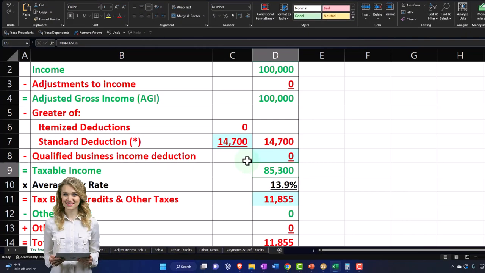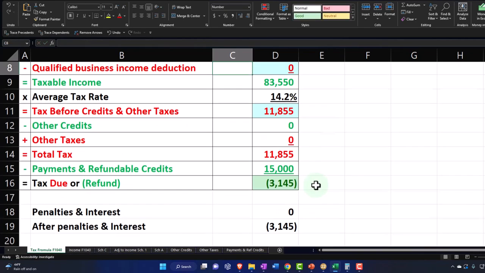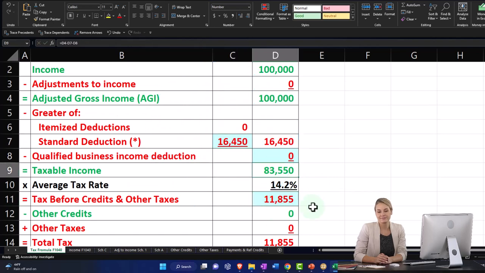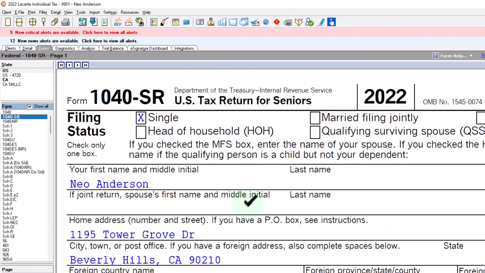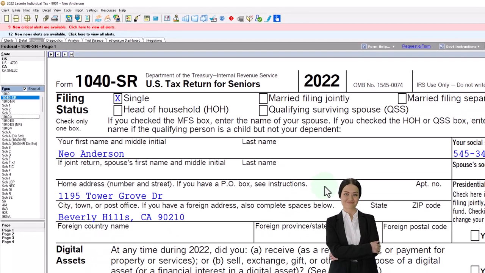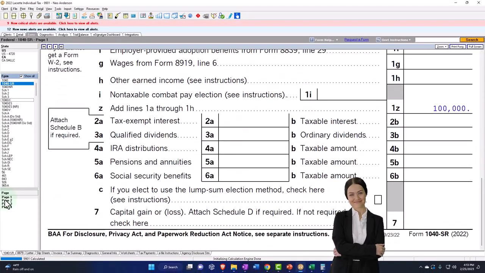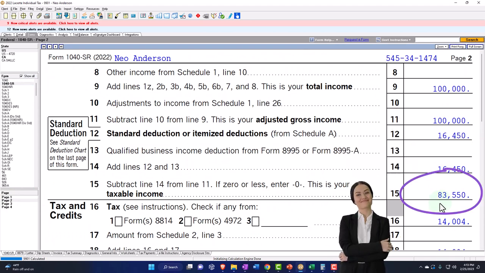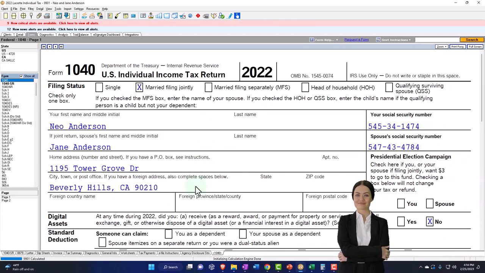So if I was on my Excel worksheet, I'd say, okay, now there's two of these that were increased to the 16,450 to get us to the taxable income of the 83,550. So there's the 83,550, which of course you can see on the form 1040 SR as well. So there's the single status, and we're gonna say on page two, there's the 16,450, there's the taxable income 83,550.